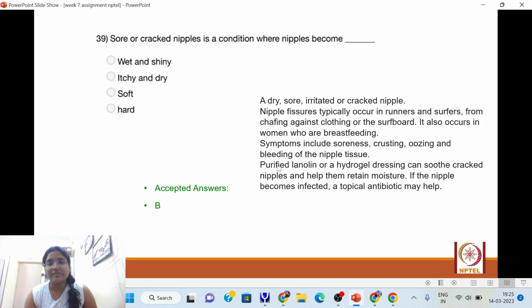There are some gels available at the pharmacy, like purified lanolin or hydrogel dressing, that can soothe cracked nipples and help them retain their moisture back. If the nipple is becoming infected because of these conditions, antibiotics may help as well, right?